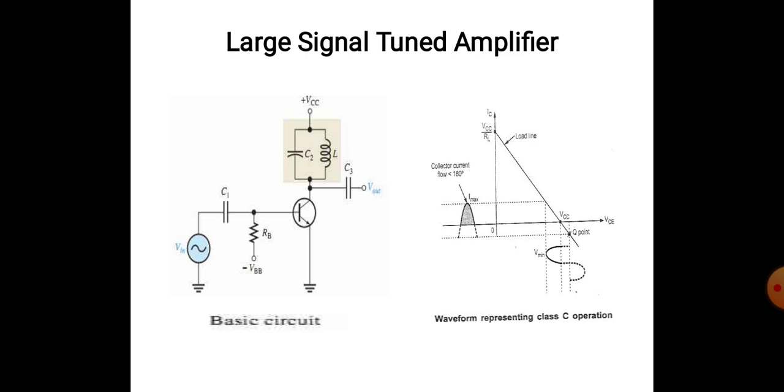Here, the transistor used is a power transistor, and the Q point is fixed below the x-axis so that the current conduction is less than 180 degrees of the overall input signal, so that efficiency and power are increased. This is the basic large signal tuned amplifier circuit, and another diagram represents the waveform of the Class C operation. Here the Q point is fixed below the x-axis so that we get current conduction for less than 180 degrees for a complete input cycle. Thank you.